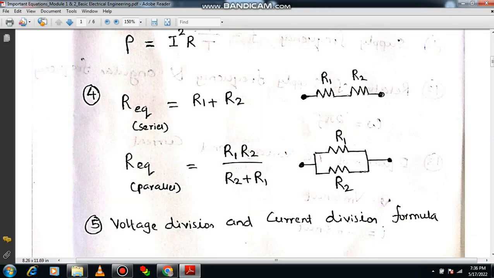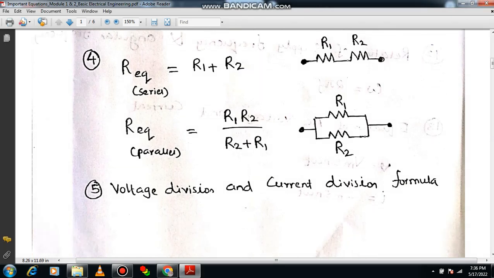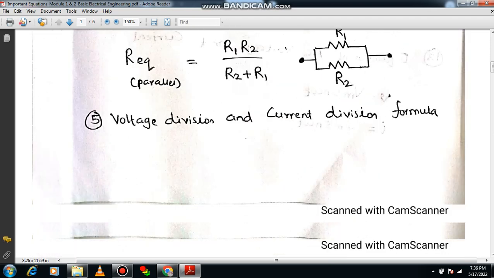Please do practice this. Another thing is you need to understand the voltage division and current division formula. I have already prepared a detailed video on voltage division and current division formula. Please go through that. So please do remember, very important.